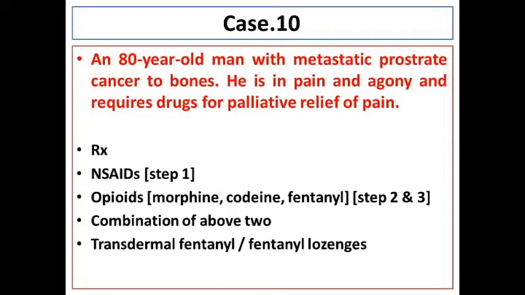A choice can be a potent analgesic like ketorolac, and we then move on to opioids, maybe a weaker opioid first of all like codeine, and then at a later stage we might require a few others like morphine, or still more potent than that would be fentanyl. A combination of the above two can also be done at step 1, 2 and 3 depending upon the need. Transdermal fentanyl, lozenges and so on, we have discussed that in our last session, can be one of the good drugs, especially with severe pain related to metastatic cancer.